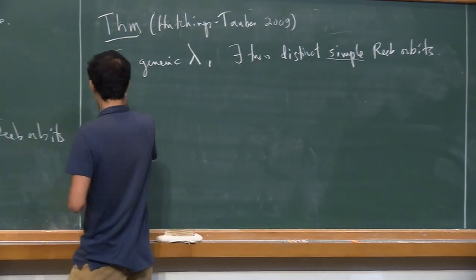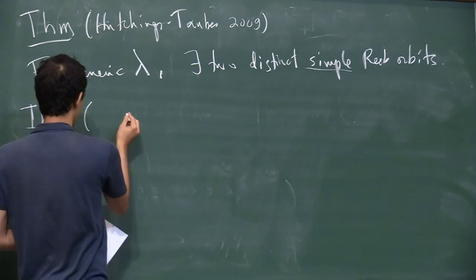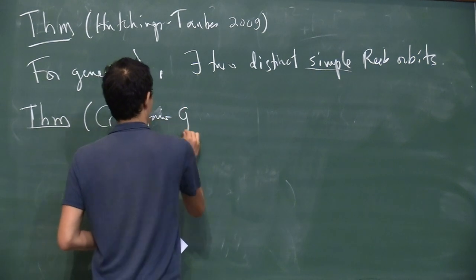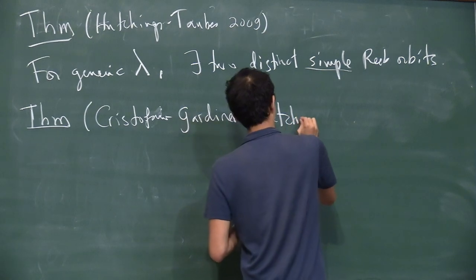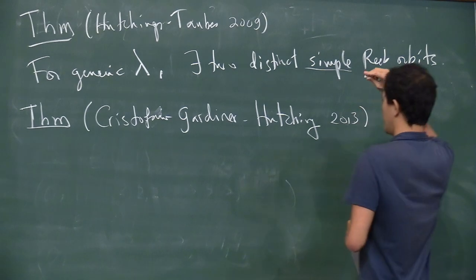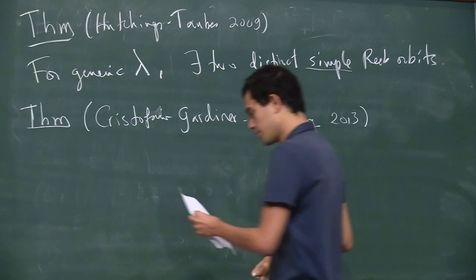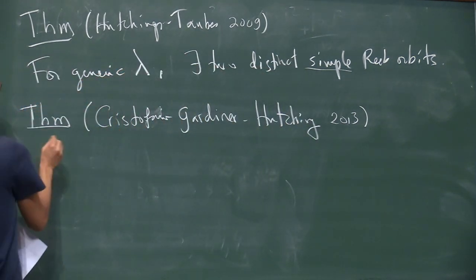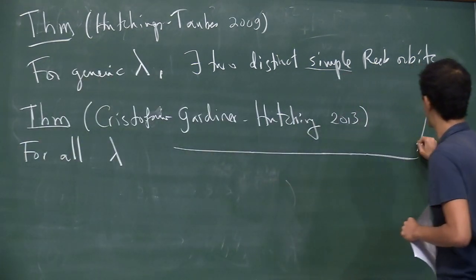Then a few years later, using more machinery, Dan Cristofaro-Gardner and Hutchings, I think this was put on the archive in 2013, and I think it only got published in 2015 or 2016, I don't remember. They dropped the genericity assumption on lambda. So for all lambda, there exist two Reeb orbits.